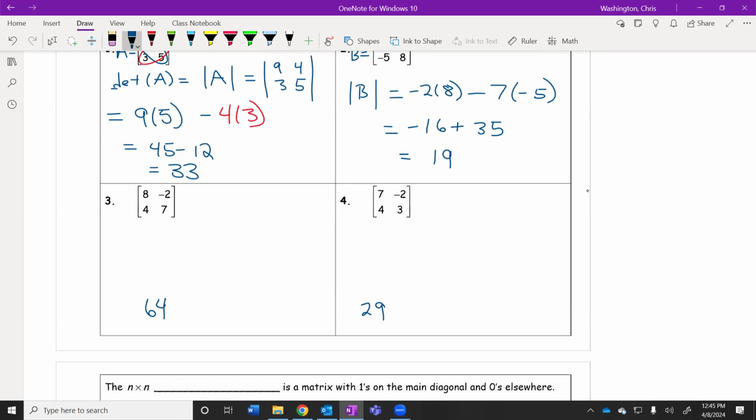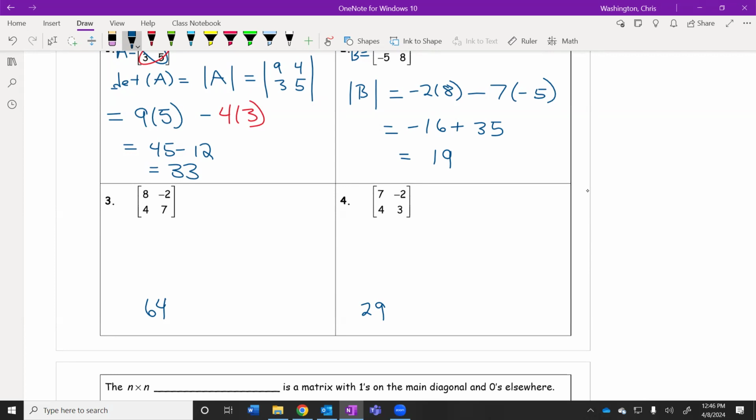Number 3, you should have got 64. If you're done with number 4, the answer's on the board. You want to check the work. Be careful with the minus signs. How do we get number 3?